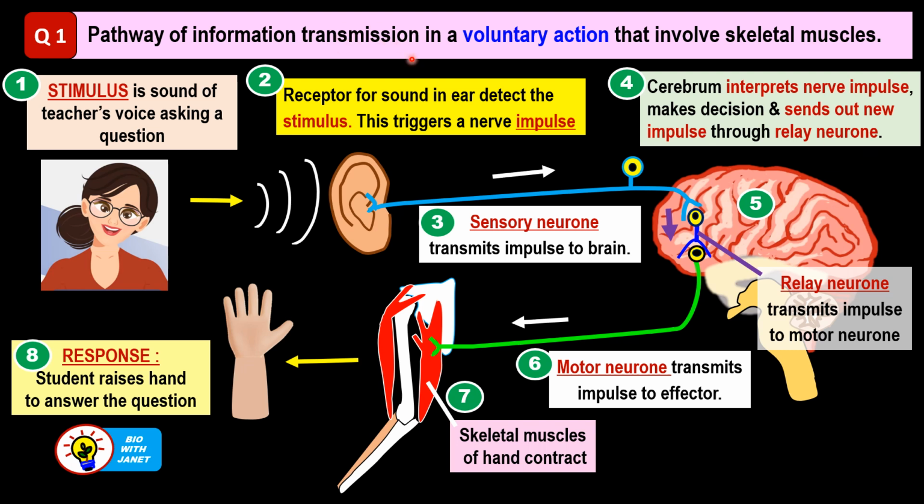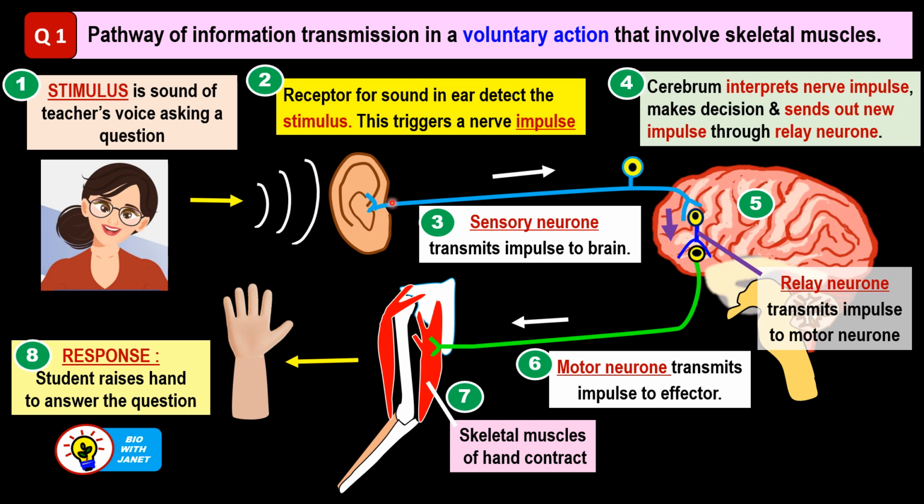All right, let's try the first type of action, which is a voluntary action. So what's the pathway of information transmission in a voluntary action that involves the skeletal muscles? Okay, take the case of a teacher asking a question to the class, and then students think about the question, and then one of them raises his hand to answer the question. Okay, so what is the pathway of transmission of information or impulse in this type of voluntary action? Okay, so first identify the stimulus. The stimulus is the sound of the teacher's voice asking the question. Okay, so when she asks the question, the sound waves enter the ears of the student, and the receptor for sound in the ear will detect the stimulus.